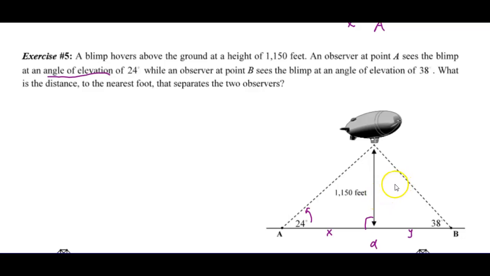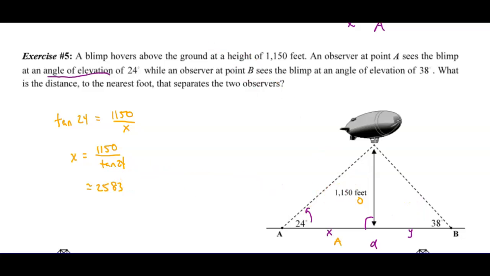Okay, so if I want to use the 24-degree side, let's set this up. This 1,150, that's my opposite side from 24. The x is my adjacent side, and so that's tangent. I'm going to go tangent 24 equals 1150 over x. So x is on the bottom, switch it up, 1150 over tangent 24. And that comes out to about 2583. You can confirm that for yourself on your calculator.